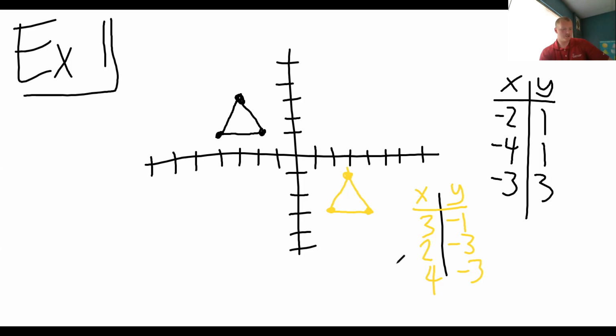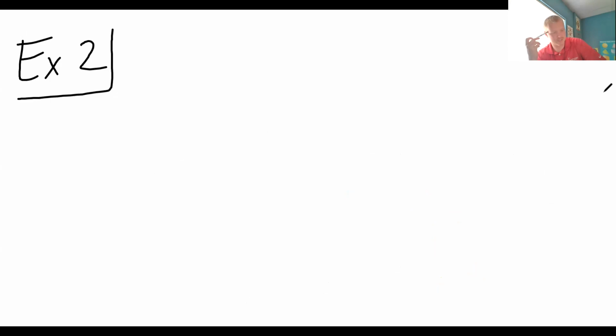Okay, now we're going to do reflections in example 2. We're going to do a reflection in example 2, and that's going to be the last thing we do today for notes. And then we'll be done with notes for the day. Example 2. All right, reflections on a coordinate plane.